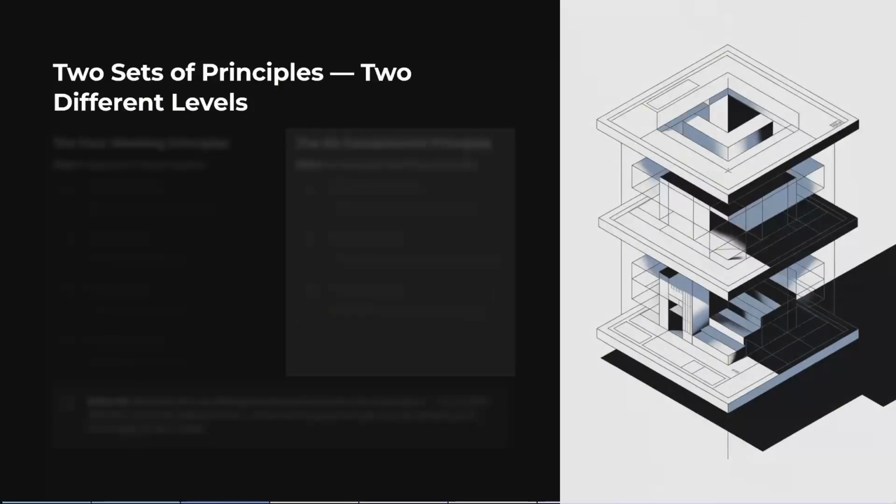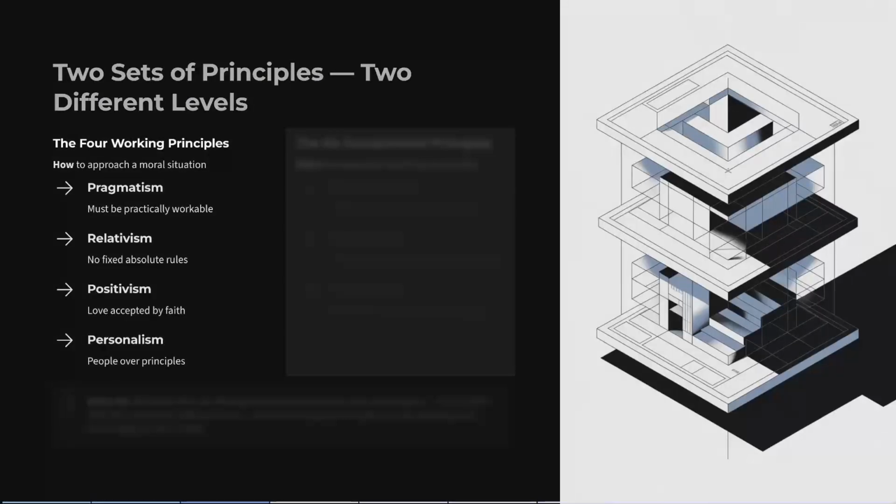Before we examine the 6 propositions themselves, we need to be absolutely clear about how they relate to the 4 working principles. This distinction is one that separates good essays from excellent ones, and it's one that most students never make explicitly. The 4 working principles, pragmatism, relativism, positivism, and personalism, govern how you approach a moral situation. They are practical orientations. They tell you what kind of thinker to be when you walk into a dilemma.